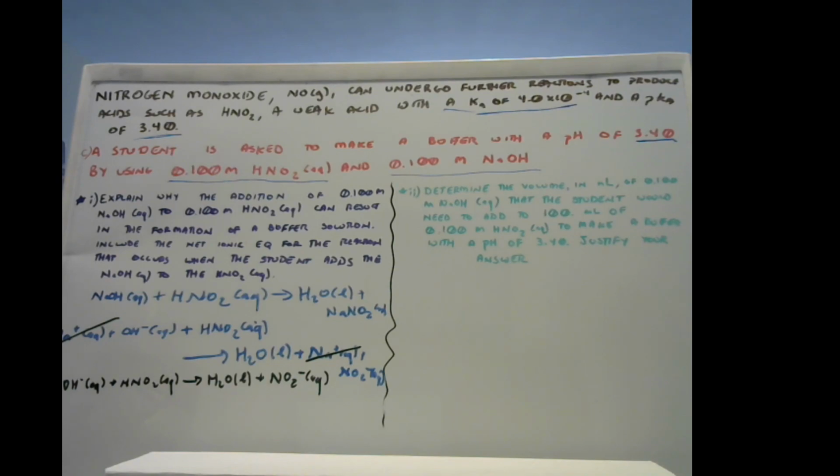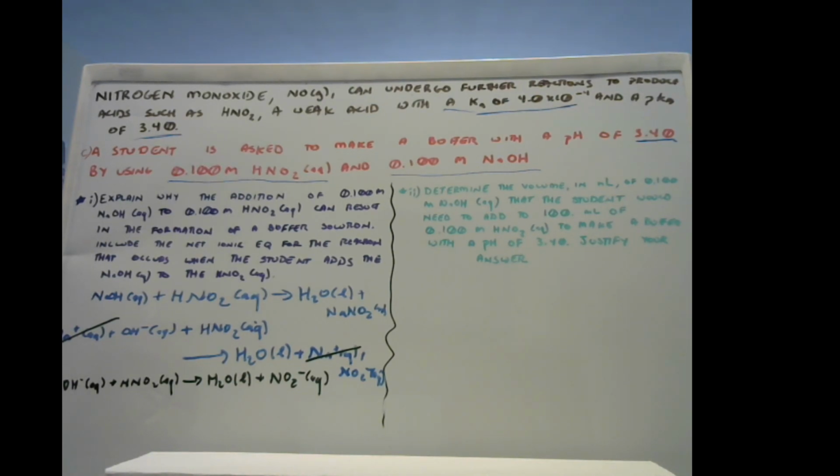Here we have the addition of sodium hydroxide to nitrous acid. In adding the sodium hydroxide, it produces nitrite, or the conjugate base of nitrous acid. And then we have a solution with both nitrite and nitrous acid, which would give us a buffer solution. And there we go. We explain why adding NaOH to the HNO2 gives us a buffer solution. And it comes down to the net ionic equation.